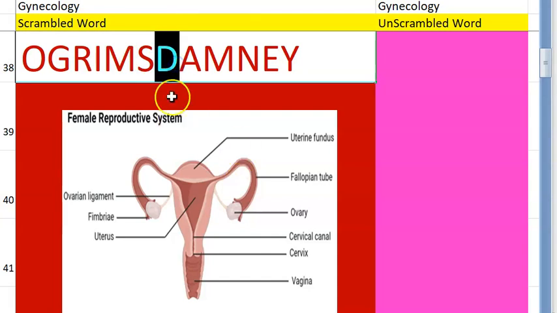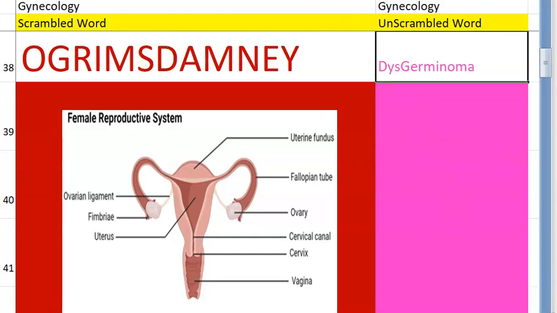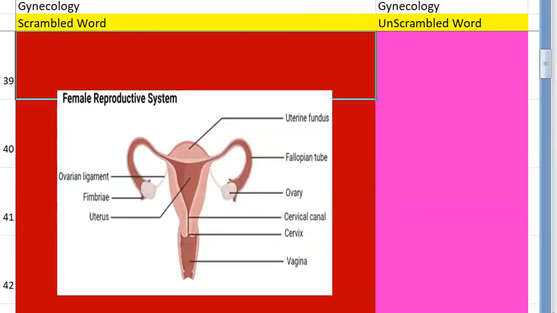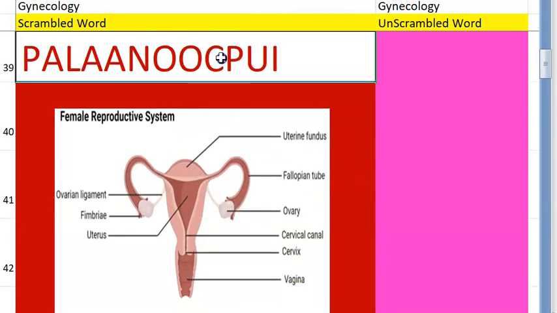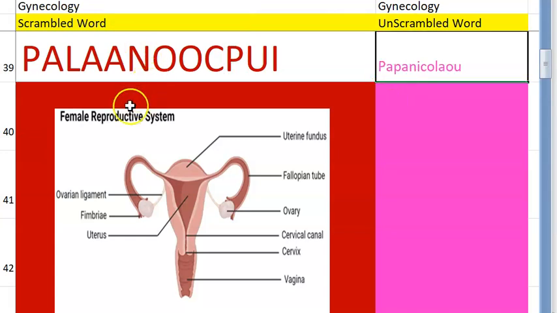This is the name of a seminoma of testis equivalent in ovary. Germ cell tumor, most common. Dysgerminoma. Very good. Coming to the 39th one, guys. We're almost at the end, don't worry. This is the name of a stain starting with P. It is used for pap smear. Papanicolaou. Very good.